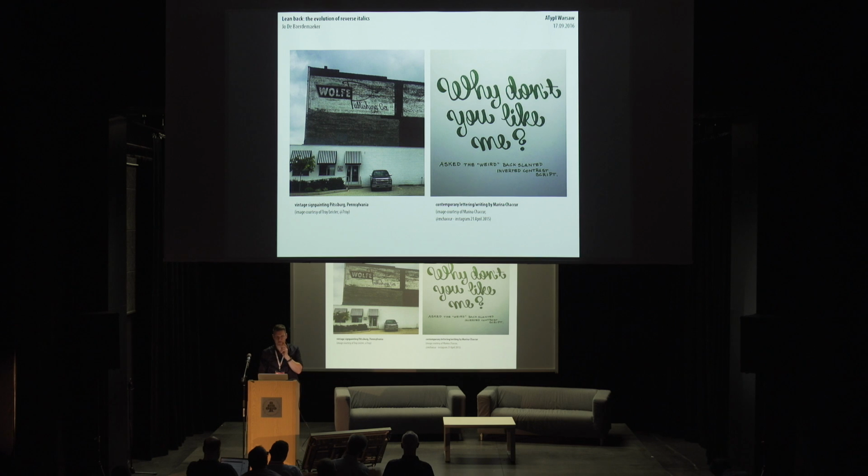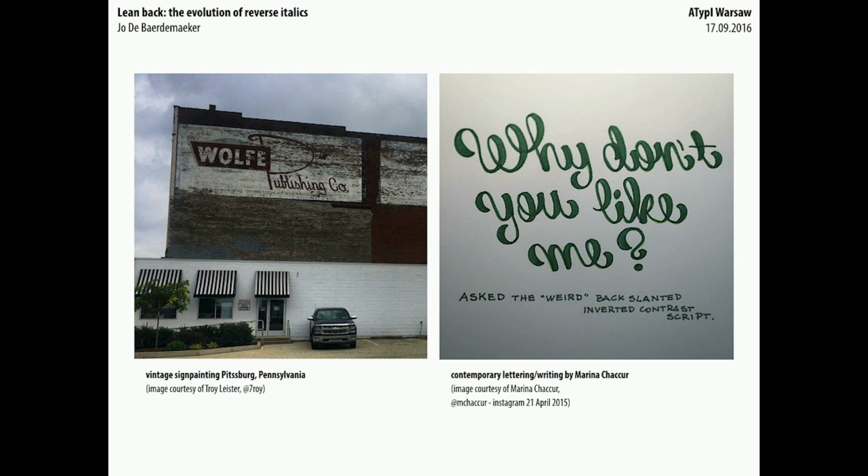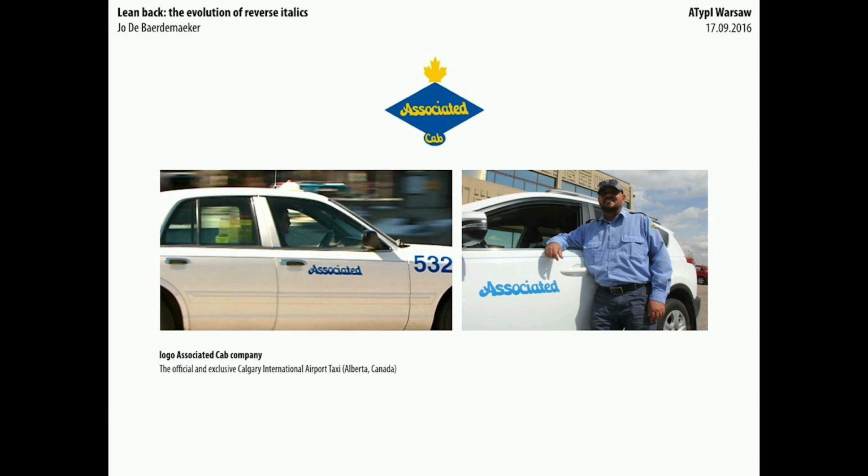I asked a few contemporary letterers and typographers and type designers whether they would have problems drawing or designing a reverse italic, but most of them said, and you can see some lettering by Marina Shakur on the right and an image from Ghost Lettering, an old sign in New York, in Pennsylvania, by Troy, that indeed it's just a matter of practice, and for some it's just a natural way of doing this. A more applied way again is the logo for a taxi company in Canada. It's the Calgary International Airport taxi service that makes use of reverse italic in their logo.